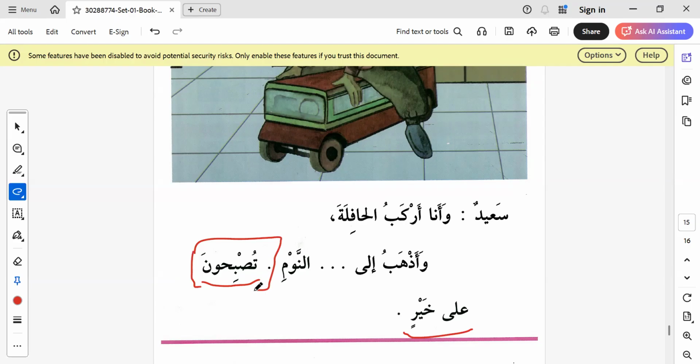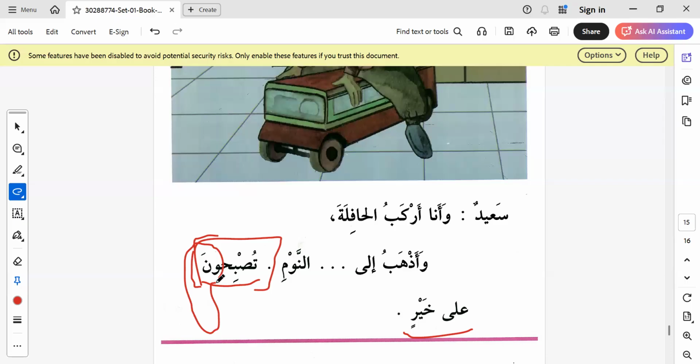idhabu ila ghurfati, إلى غرفة نومك, and then we say good night. So we assume that we are talking to one person, and then the subject will change from being a plural to being a singular. So we say تصبح على الخير because we assume we are talking to a singular male. So تصبحون على الخير is talking to a lot of people.